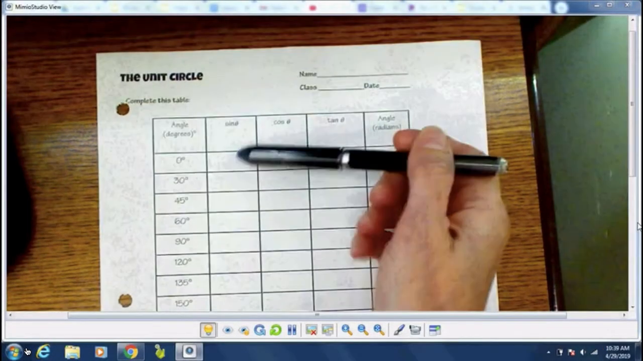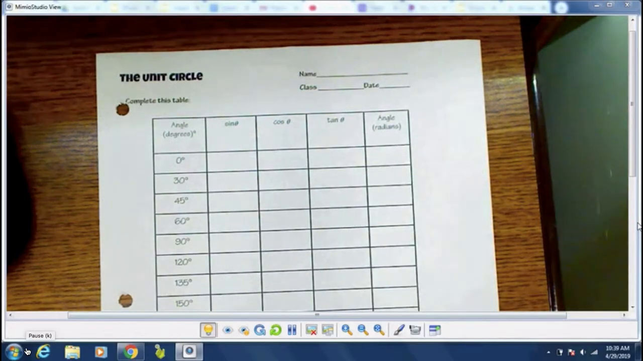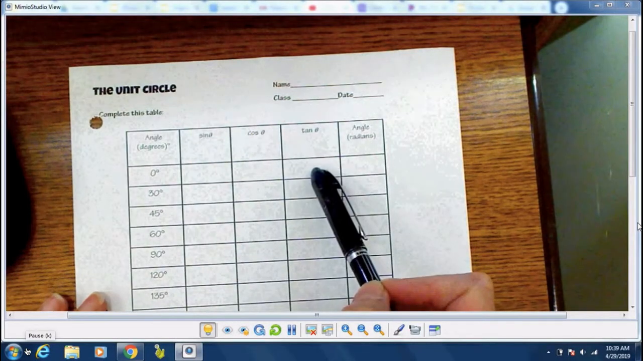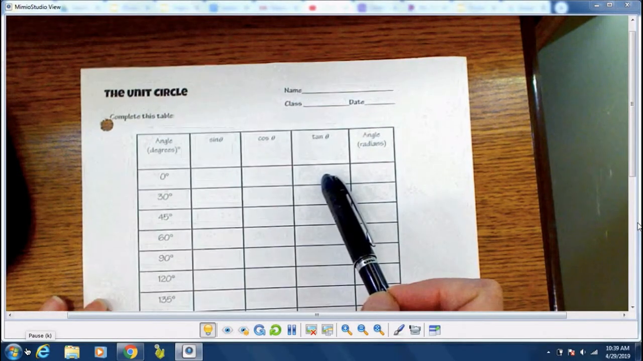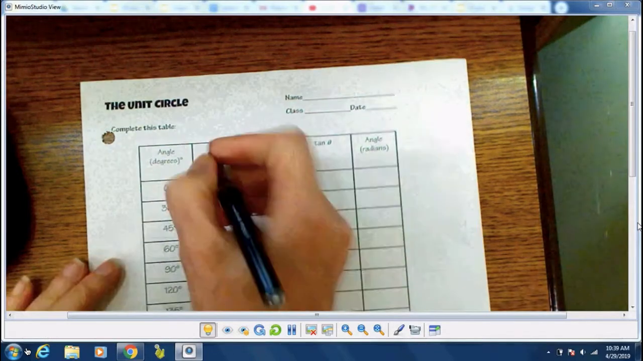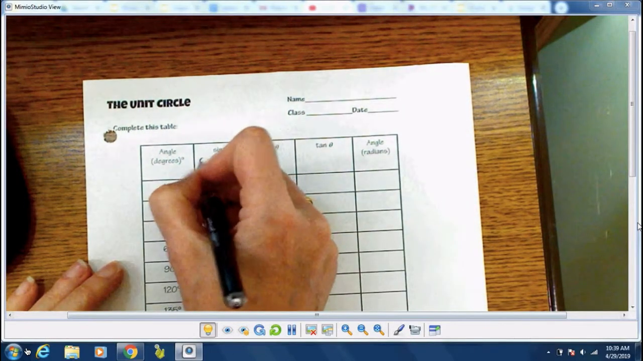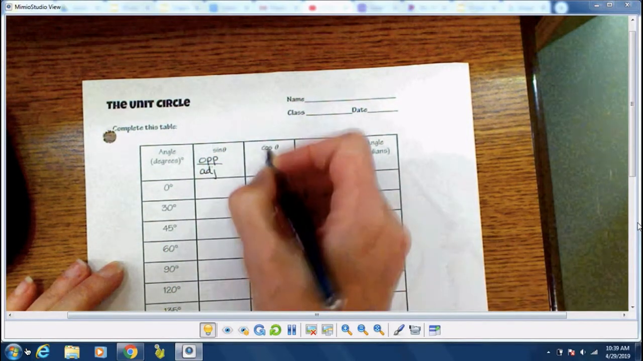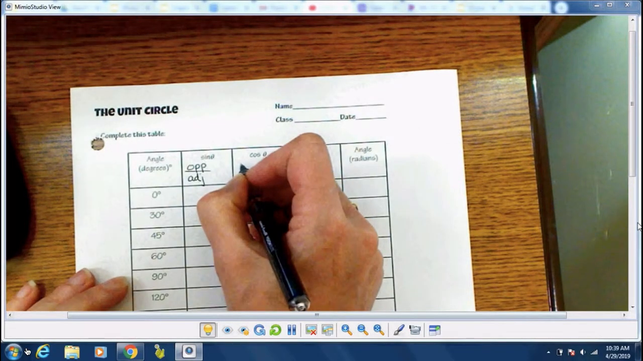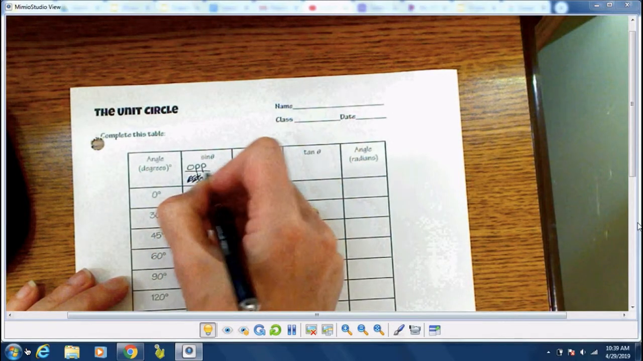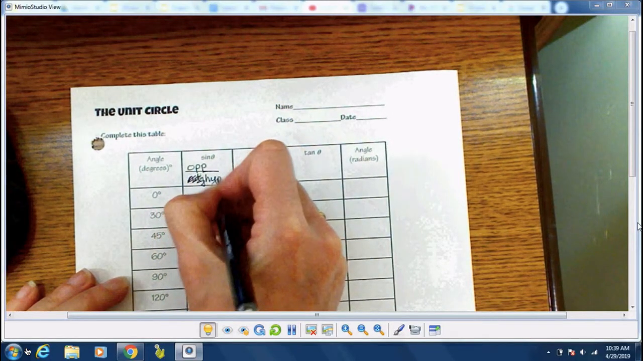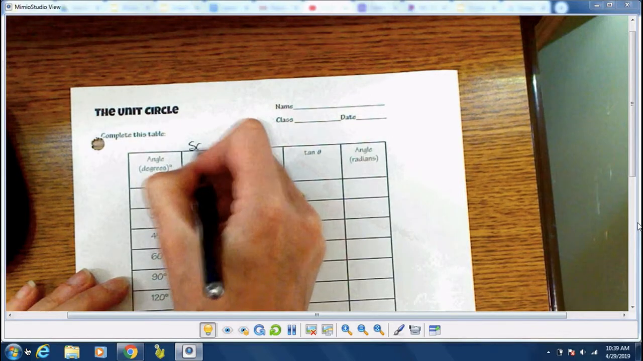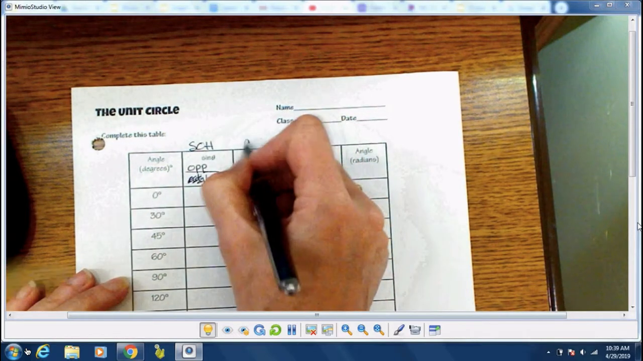So this is just a table for finding the sine, cosine, and tangent values for all the degrees on the unit circle, and then also writing the radians. So if you remember, sine is opposite over hypotenuse, and I'm going to write the wrong thing there. I wrote opposite over adjacent and then, whoops, caught myself. There we go, hypotenuse. Remember, the hypotenuse on the unit circle is always 1.